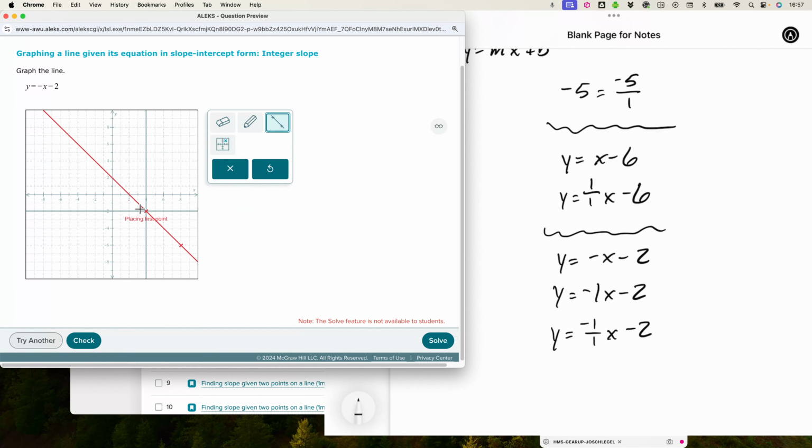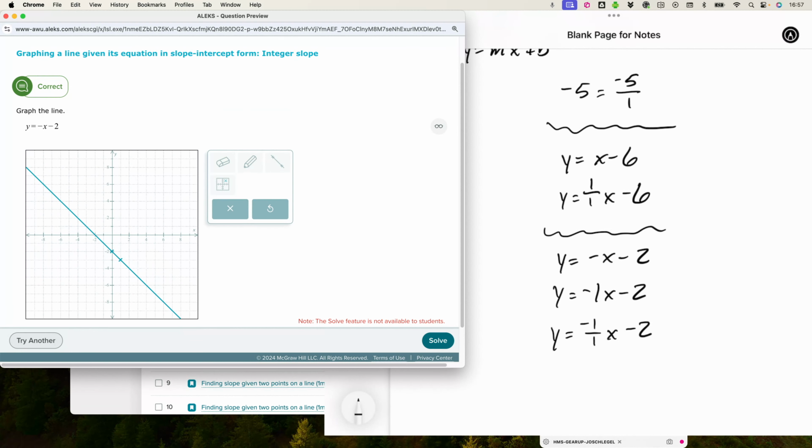So what this tells us to do is begin our graph at negative 2, because that's a minus 2. Then our slope says down 1 to the right 1. Very good.